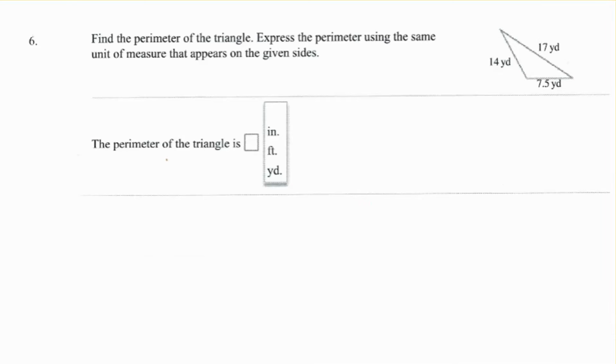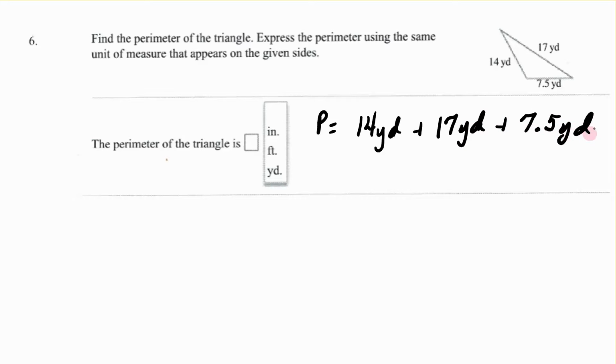All right, we're going to do the same thing with this one, and no real surprises here. The perimeter is 14 yards plus 17 yards plus 7.5 yards. I just have to be careful as I enter those in my calculator, and I get 38.5 yards is my perimeter.